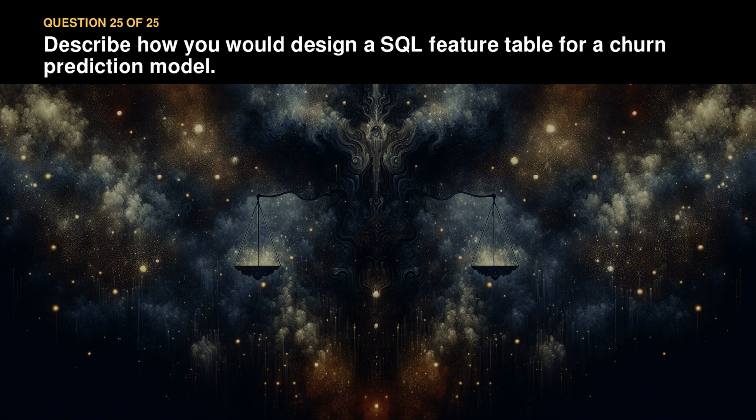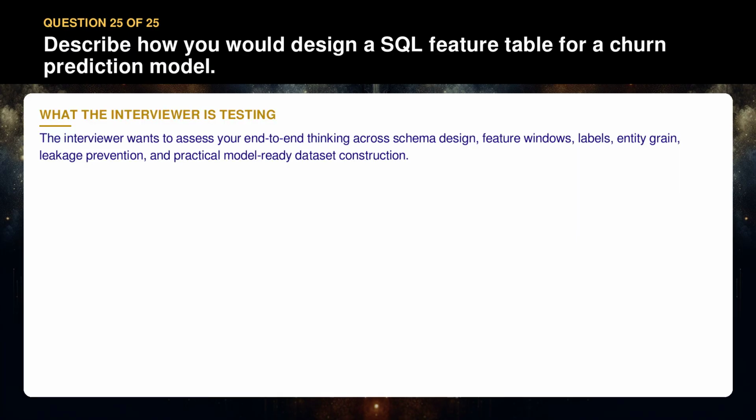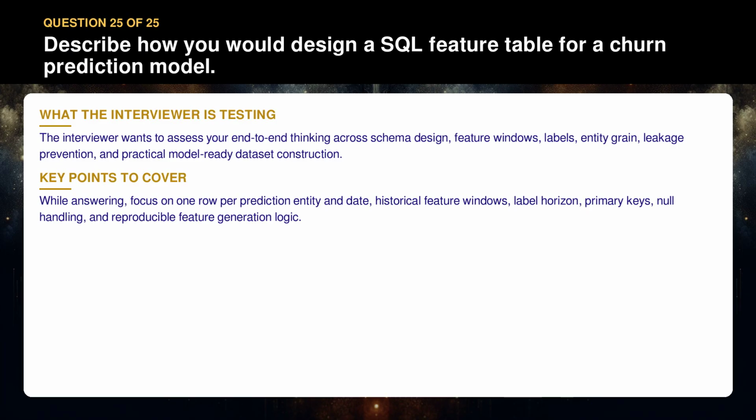Question 25. Describe how you would design a SQL feature table for a churn prediction model. The interviewer wants to assess your end-to-end thinking across schema design, feature windows, labels, entity grain, leakage prevention, and practical model-ready dataset construction. While answering, focus on one row per prediction entity and date, historical feature windows, label horizon, primary keys, null handling, and reproducible feature generation logic.